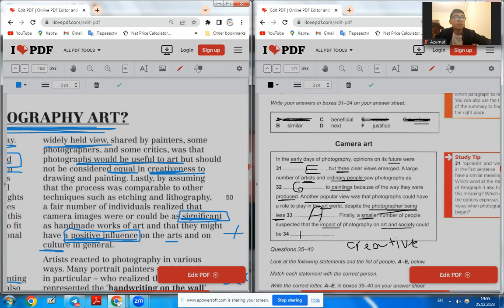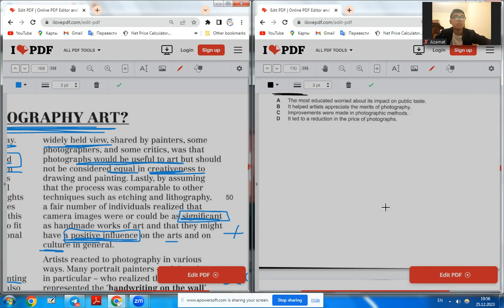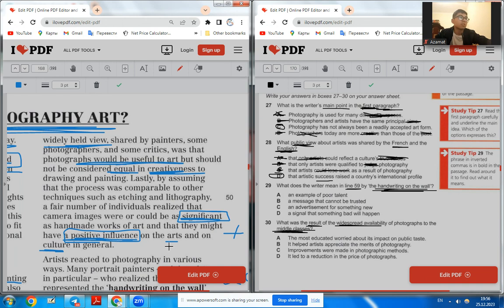So here for question number 34, I need something that is positive. Similar, beneficial. Yeah, beneficial is a positive word. So the answer for question number 34 is C. So we have done all of these summary completion with choices questions. So let's continue reading.